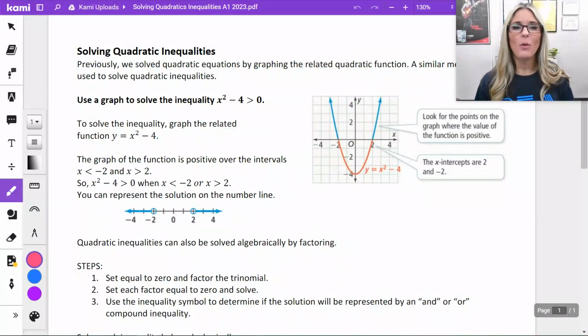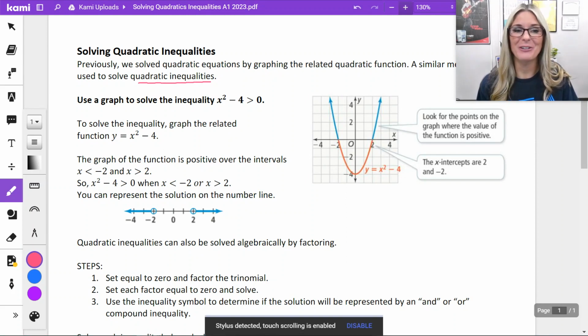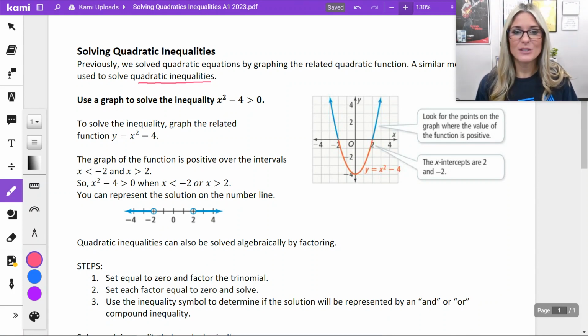Today's lesson is solving quadratic inequality. So previously we solved quadratic equations by graphing the related quadratic function. A similar method can be used to solve these quadratic inequalities. Starting off with just an example, use the graph to solve the inequality x squared minus 4 greater than or equal to 0. So yes, that is a greater than symbol there. And if I'm talking about anything greater than 0, I'm referring to where it would be positive.